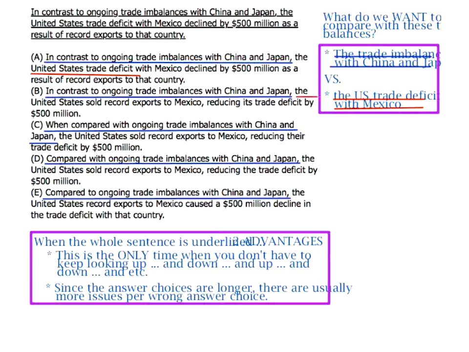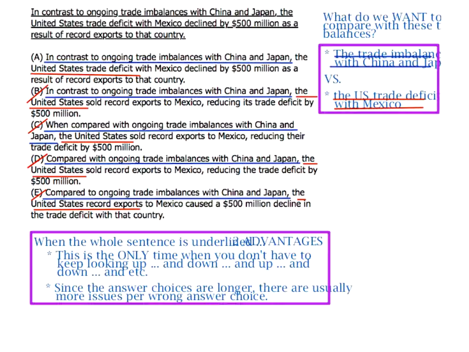B, you've got the United States, the country. That's not comparable with trade balances. This is also the United States, so that's not a thing. This is the United States, so that's not a thing. And then this, the United States record exports, is not phrased in a way that makes sense in English.